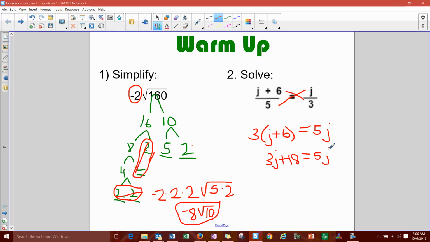Solving for j, I'm going to subtract 3j from both sides, and I get 18 equals 2j. At this point, I can divide both sides by 2 and get j equals 9. So there's your warm-up. Hopefully you were able to do those 2 questions.